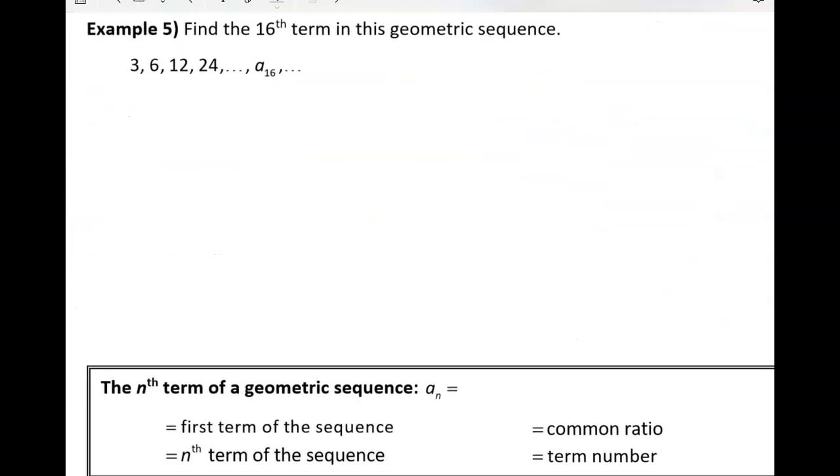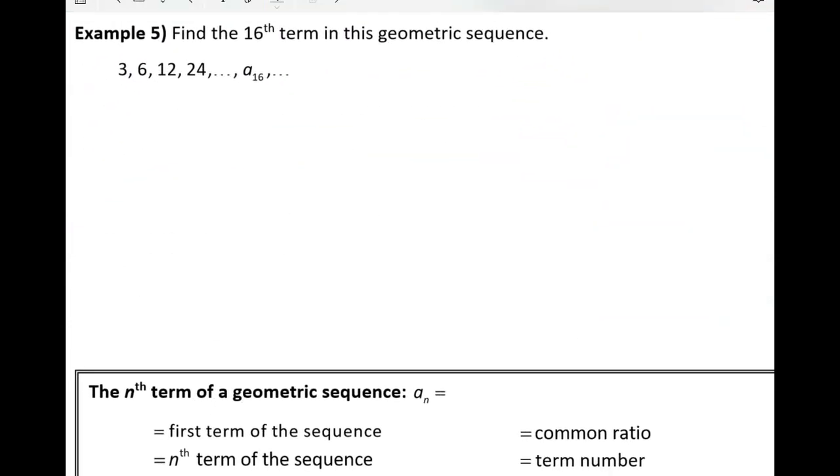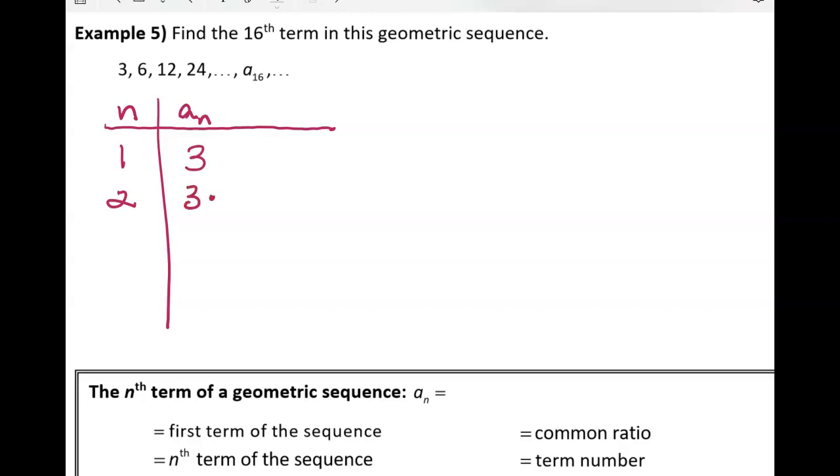We're going to generalize here again, just like we did for arithmetic sequences. So we're asked to find the 16th term in this geometric sequence. And of course, we could list out all the terms. But again, let's start with a little table of values. We're going to put our n, our term number, in the first column, and a sub n, the value of the term, in the second column. So the first term has a value of 3. The second term has a value of 3 times 2. And the third term has a value of 3 times 2 times 2, or 2 squared.